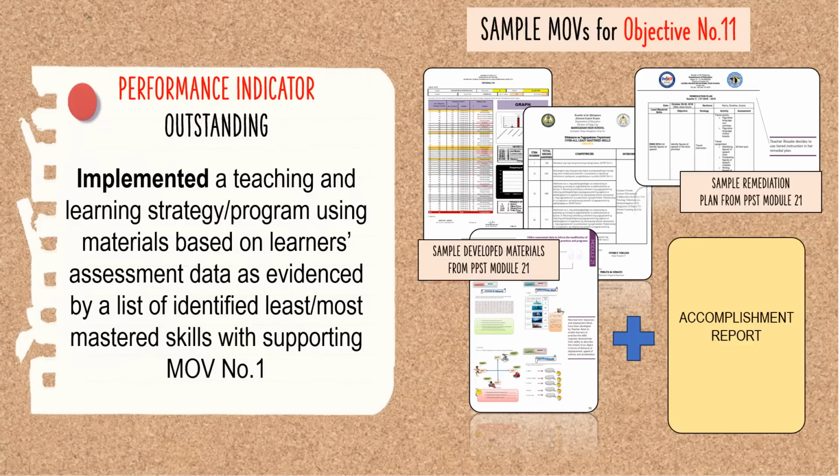Kapag sinabing accomplishment report, kasama dito ang narrative ng program na na-implement ng teacher. Siyempre, kasama din dito yung mga data na magsusupport why you implemented those program. And yung mga data na yon ay FOE dahil dito manggagaling ang data ng iyong least or most mastered skills. And from this LMS or MMS, naman makakagawa ka ng remediation plan. And from remediation plan, makakapag-develop ka ng mga gagamitin mong materials. Without all this data, hindi ka makakagawa ng accomplishment report. So, dapat kompleto ito to make your rating for this objective na outstanding.